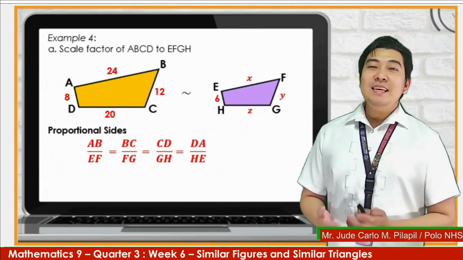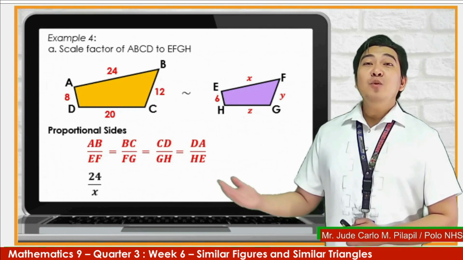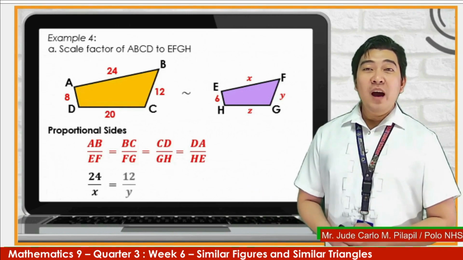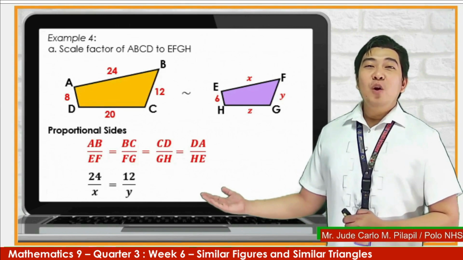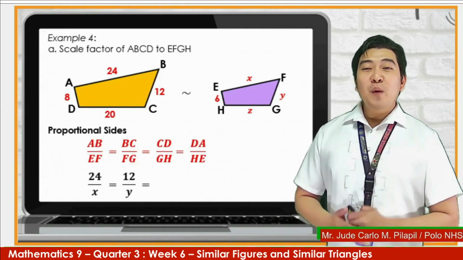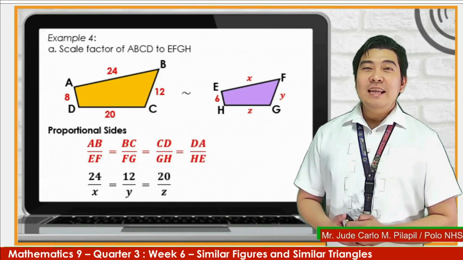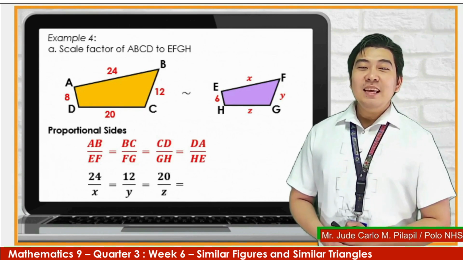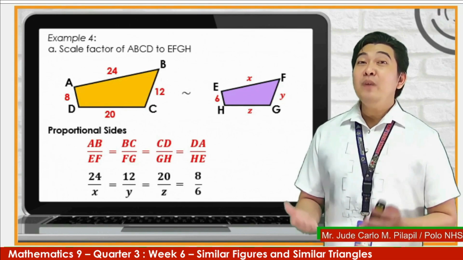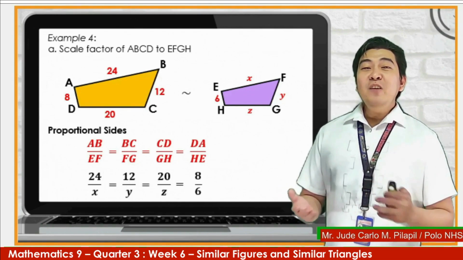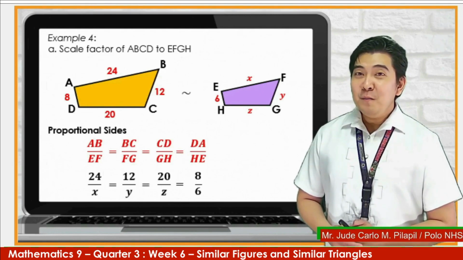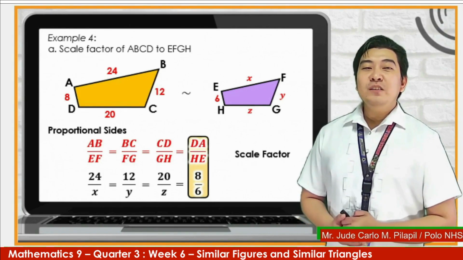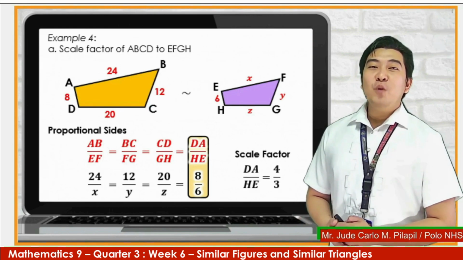AB is 24 and EF is X. That is why we have 24 over X. Next, BC is 12 and FG is Y. That's why we obtained 12 over Y. CD is 20 and GH is Z. That is why we have 20 over Z. And the last one, DA measures 8 and HE measures 6. That is why we have 8 over 6. The scale factor that we can use is the ratio DA over HE, which is equal to 8 over 6. This has the lowest term, 4/3.